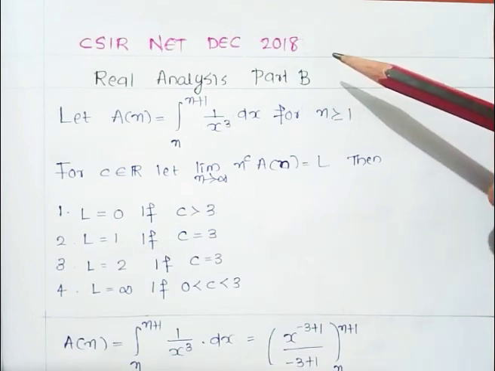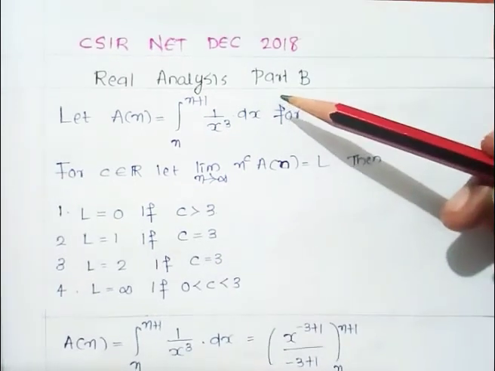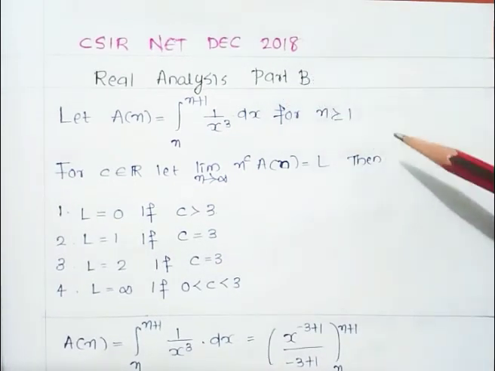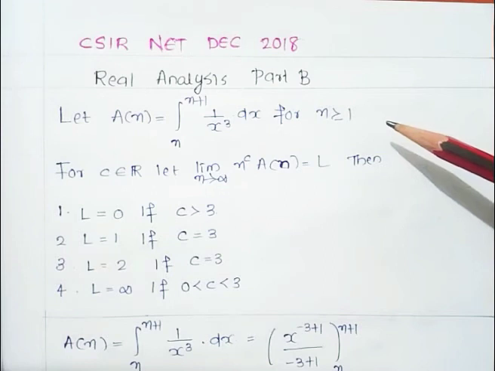Today I am discussing CSIR NET questions, December 2018. Topic: real analysis. It's a Part B question. Question: let a_n be equal to the integral from n to n plus 1 of 1 by x^3 dx, for n greater than or equal to 1.